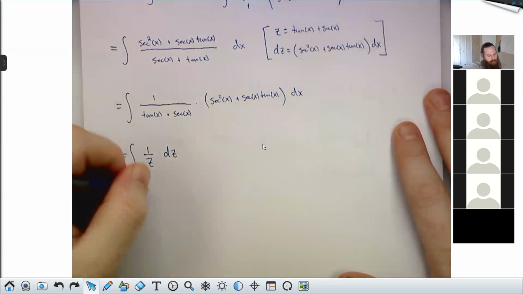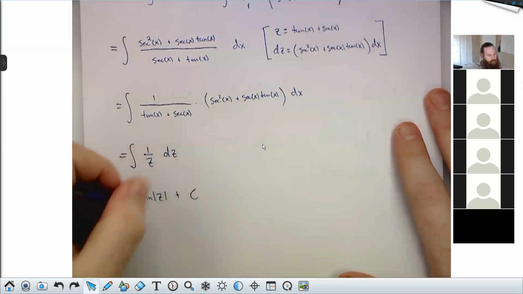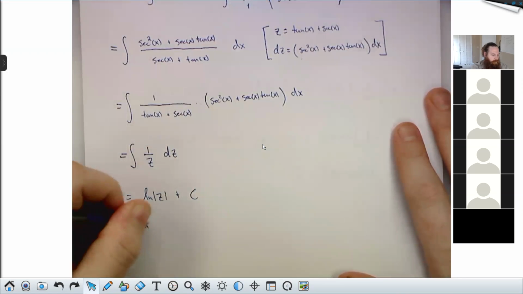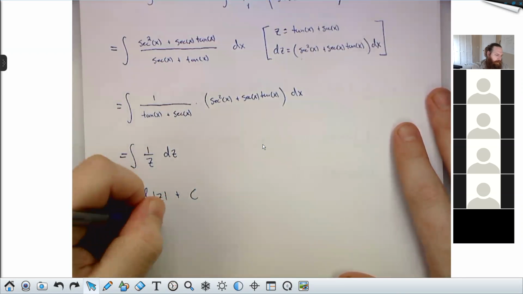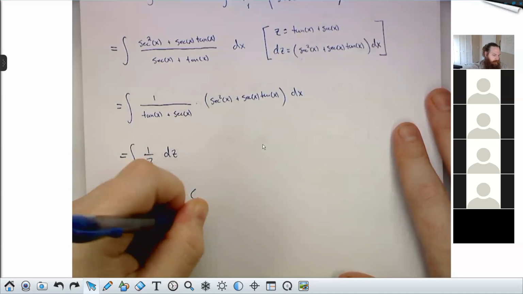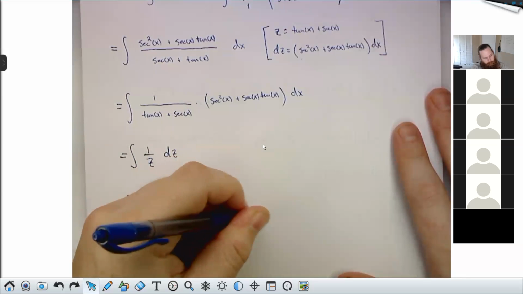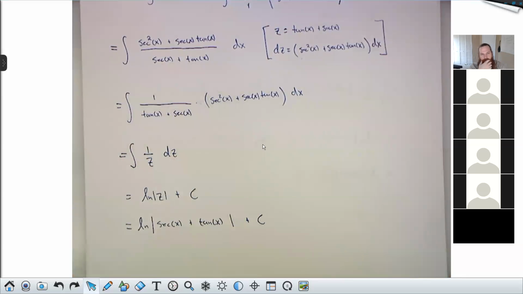Integral 1 over z is the natural log of the absolute value of z plus a constant. So that's the natural log of the absolute value. Usually people write the secant first. That, my friends, is the integral of secant: natural log of secant plus tangent. Mighty strange. It's just how it works out.